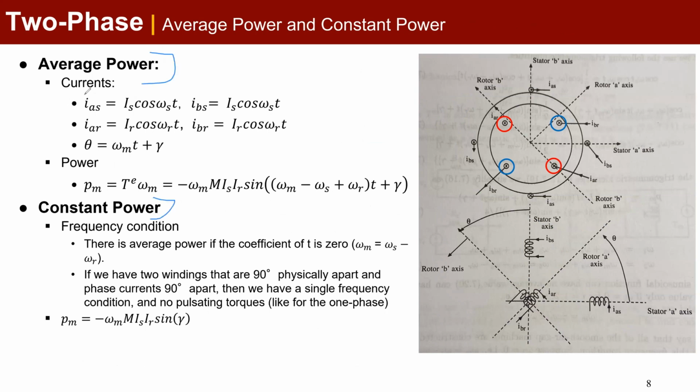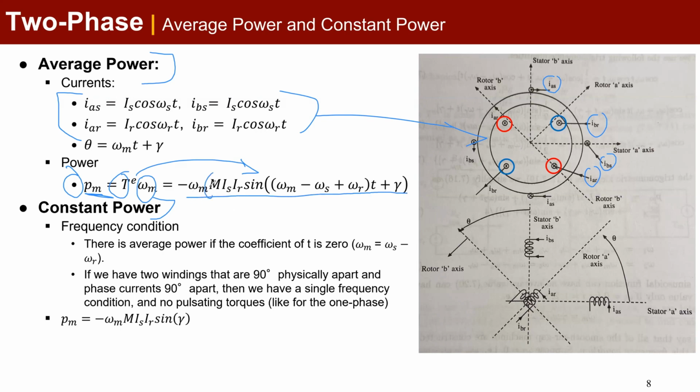So let's assume that we have these current equations here, IAS, IBR, IBS, IAR. Okay, so these equations are over in this diagram. After a lengthy derivation, we come up with this equation. We get that PM, the mechanical power, is equal to the torque from electric origin times this frequency, which is equal to this equation.